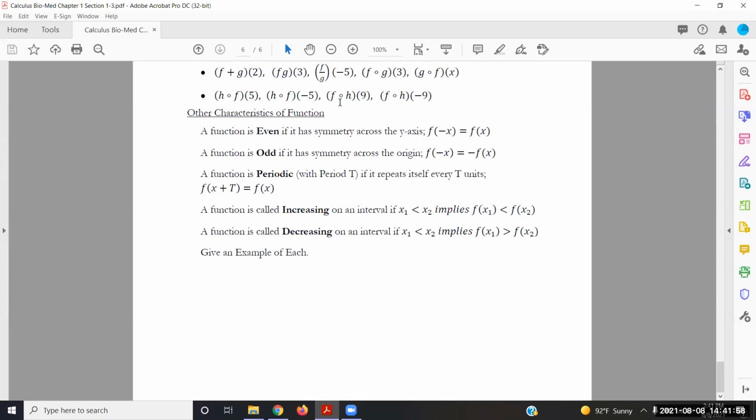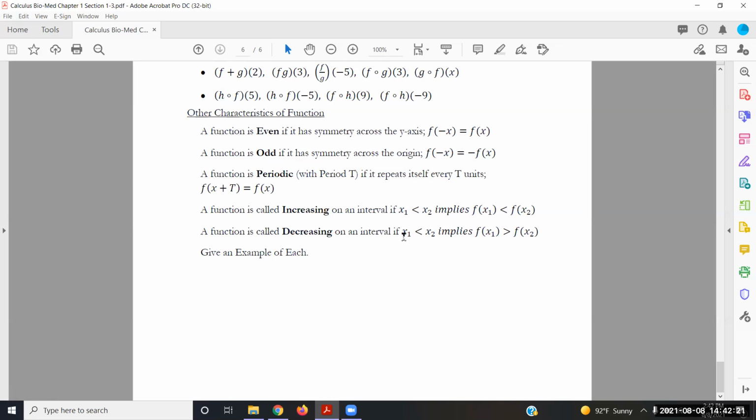The last piece here is just a few definitions. A function is even if it has symmetry across the y-axis. It's odd if it has symmetry across the origin. It's periodic if it has a fixed period where it's repeating. Increasing means the graph is going in an upward direction as you go to the right. Decreasing means you're going in a downward direction as you're going to the right.